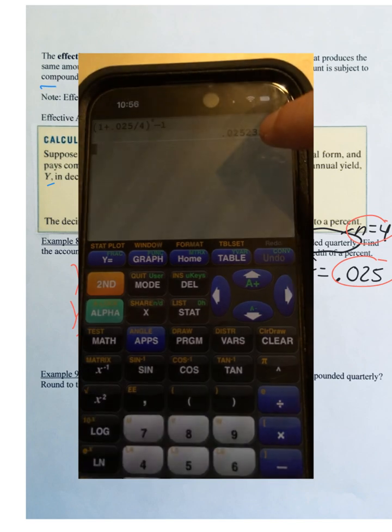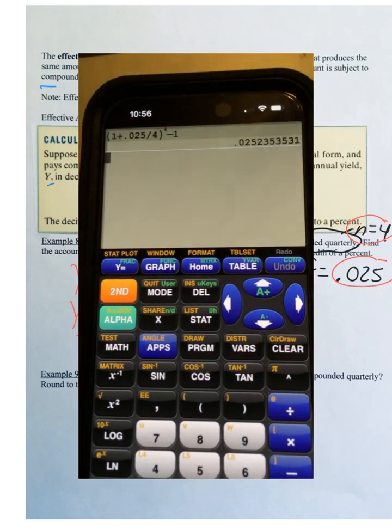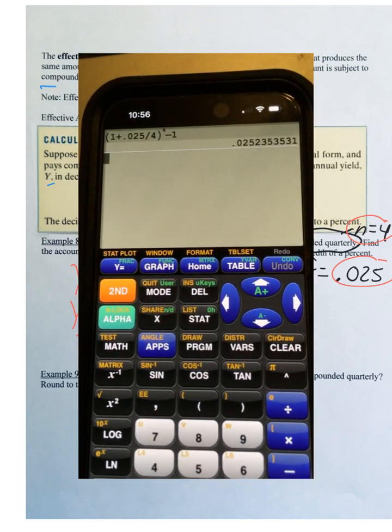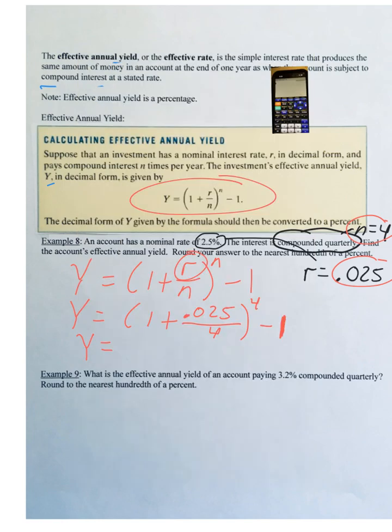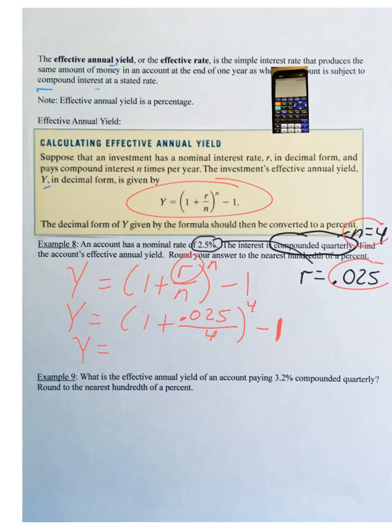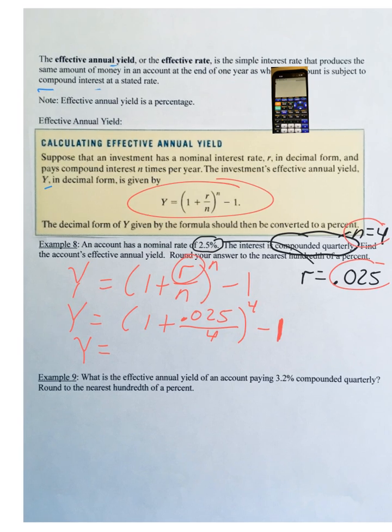So it's about 0.0252. So jotting that down, I did round, so I'm going to change this equal symbol to a little approximately wave. So this is approximately 0.0252.